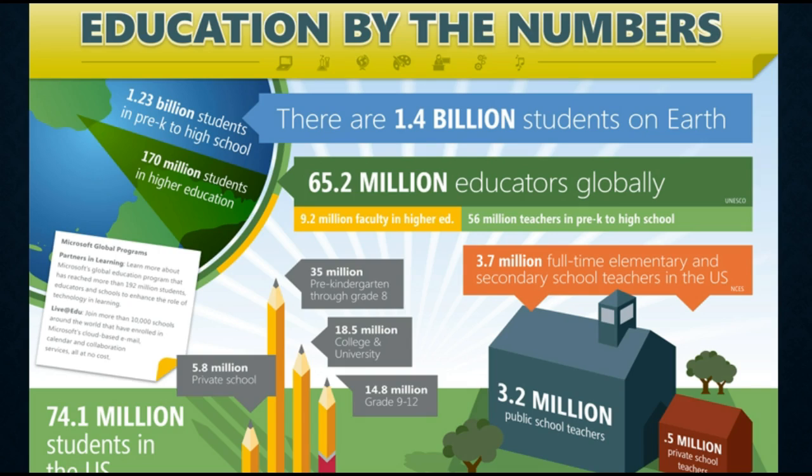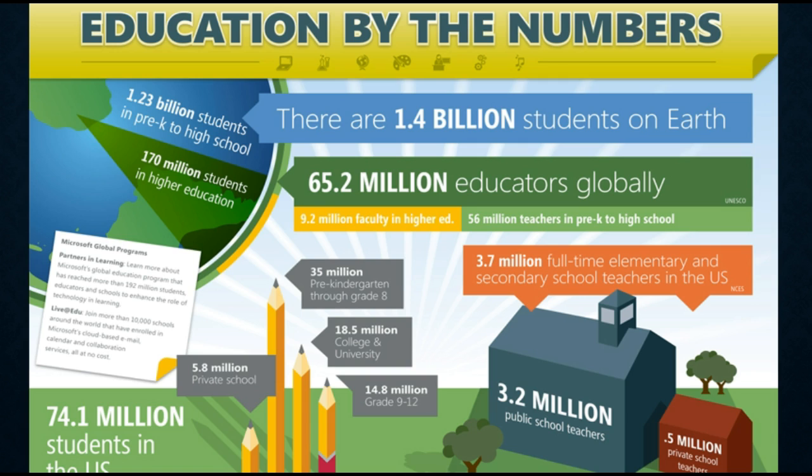So I mentioned that there were 40% more college students in college than when I was in college. And this is a graphic put together, I think, by the Sloan C organization. And it's a huge graphic. So this is the top half of it. But take a look. 1.4 billion students on Earth, okay?